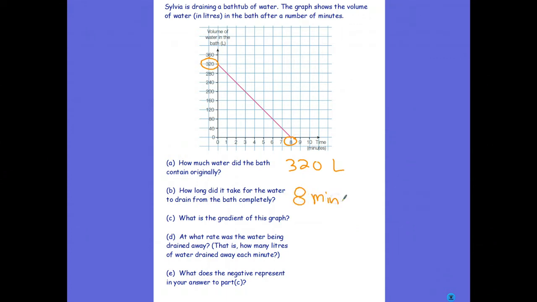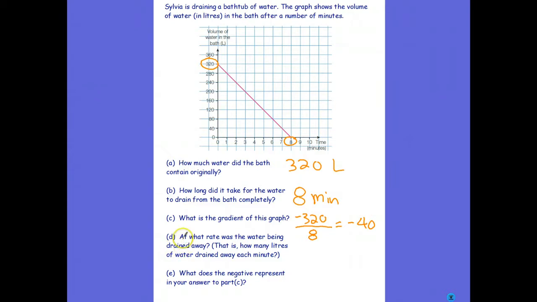Okay, what is the gradient of the graph? We can use rise over run to get from that point to that point. The rise is negative 320 because we're going down. The run is positive 8. Well, 8 goes into 32 4 times, so the gradient is negative 40 for this particular graph.